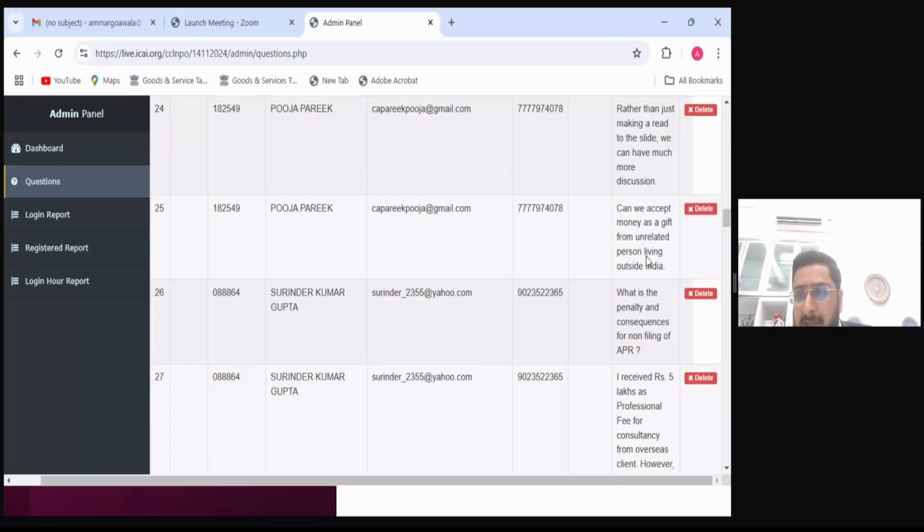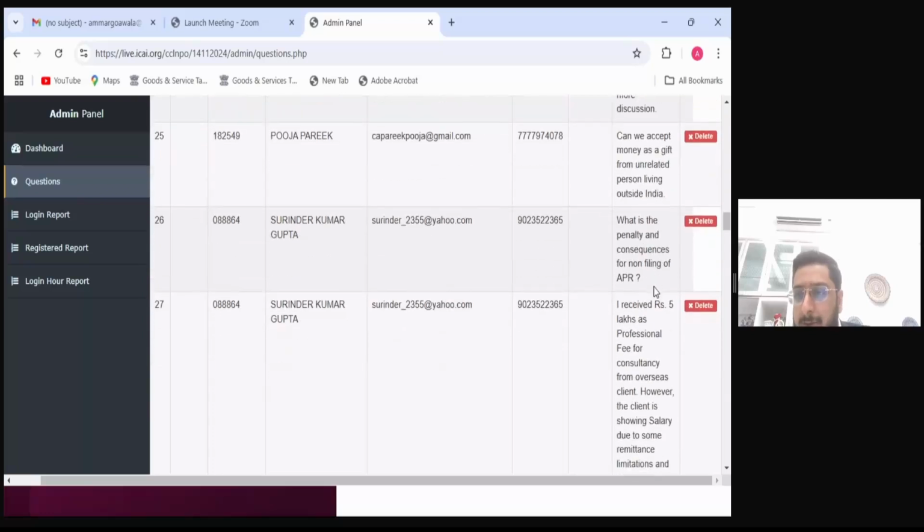Can we accept money as a gift from an unrelated person living outside India? No, a gift has to be from a related person. Penalties and consequences of APR I have already discussed.